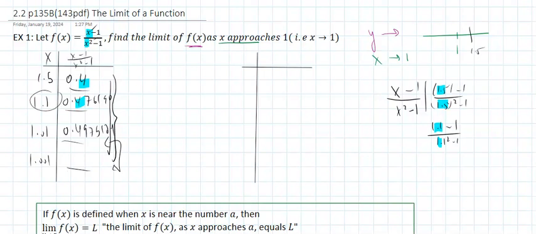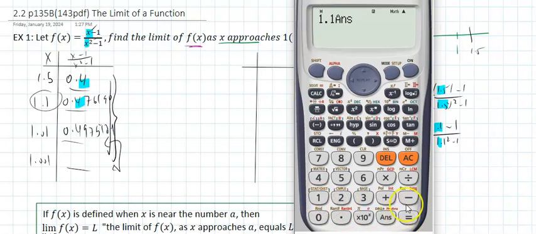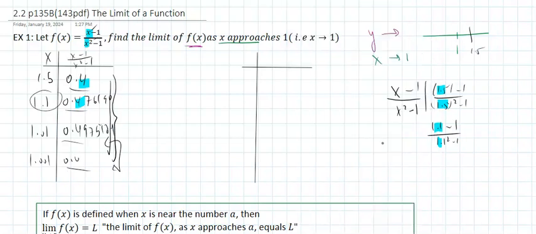124. Let me double check the previous, make sure I didn't make a mistake. 1.1. 0.4. Okay, very good. Now I'm going to take 1.001 and see what I get for that. There it is. If I recall that, I'm getting 0.499750. And let me take one more just to be safe.